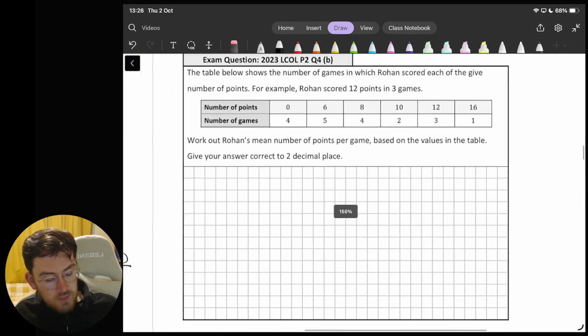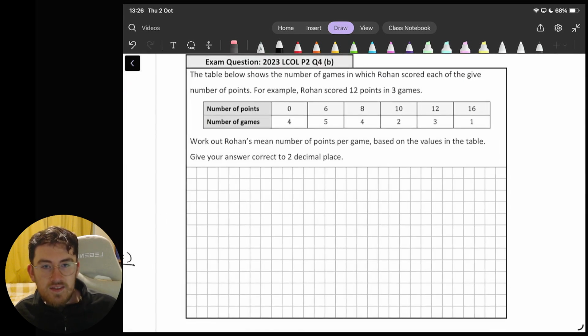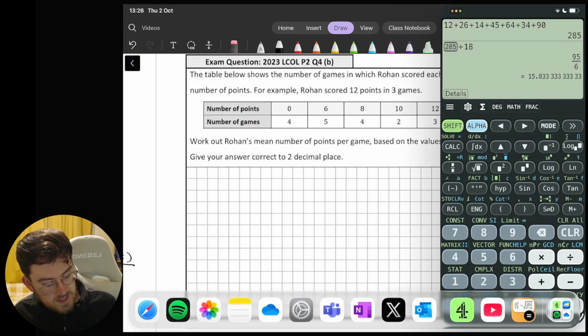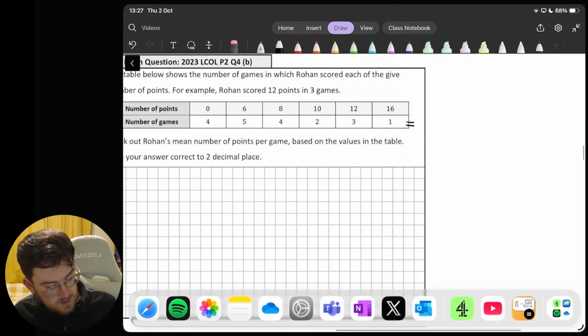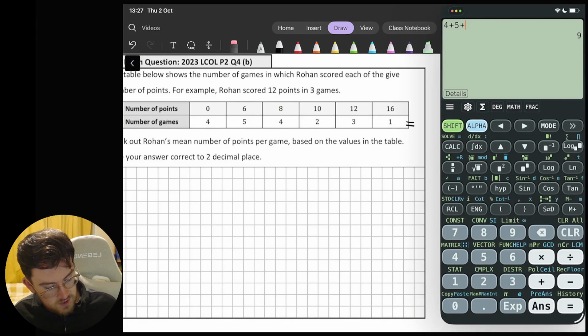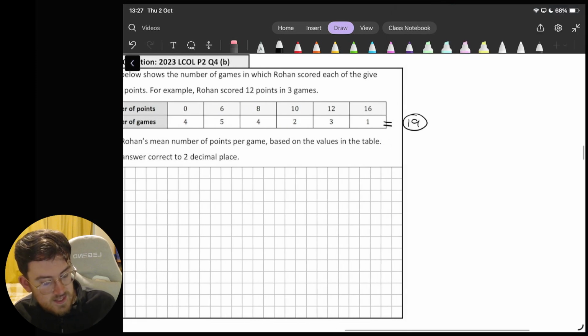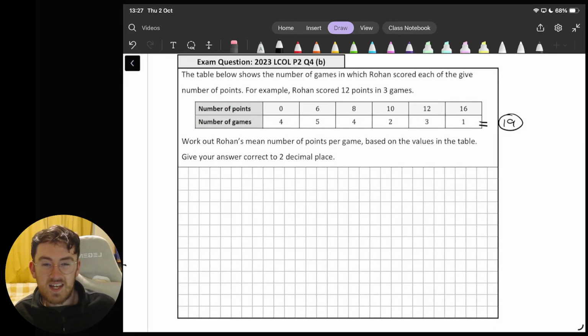So we look at one more example of the same sort of thing here, which is calculating the average value for Rohan, who is scoring points within a certain number of games. So we have his number of points at the top and then the number of games within which he scored those points. So we need to look first of all and see how many games there were altogether, because that is essentially representing his frequencies in this case. So 4 plus 5 plus 4 plus 2 plus 3 plus 1 is 19. So we have 19 games in which he's played and has scored.